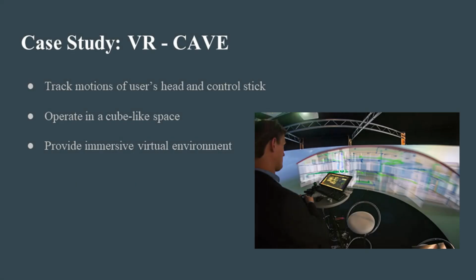In the Hong Kong construction industry, we have found two examples where VR is applied. The first one is CAVE. CAVE is a technology that tracks motions of users' heads and the movement of their control sticks. It is usually operated in a cube-like space to create a three-dimensional virtual experience, such that the area and the space provide an immersive virtual environment for the users.